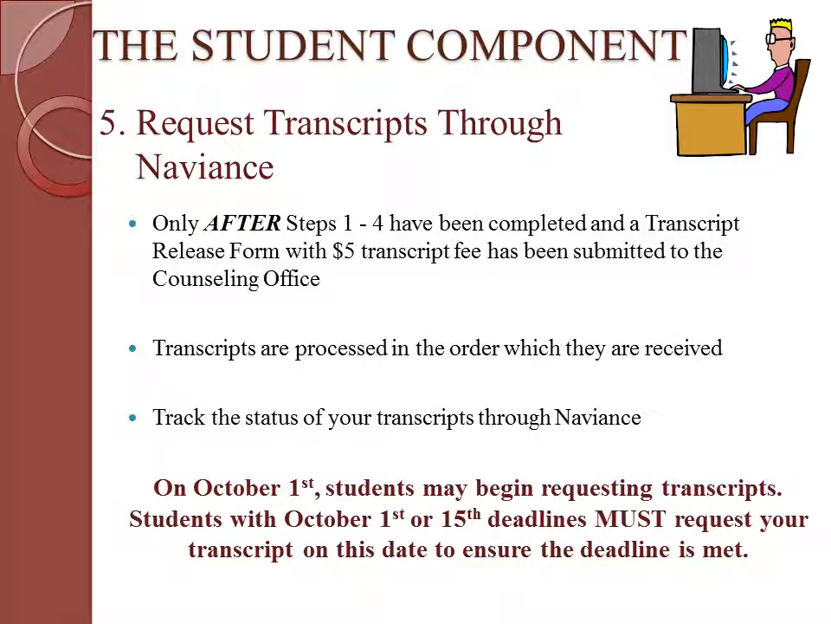If you've not done so already, you'll need to submit a transcript release form along with a $5 transcript fee. The form can be found in the Forms section on the Guidance website. Fill out this form, sign it, and have a parent sign it, and return it to the Guidance office. Once we've received the transcript release form with a $5 fee, and after steps 1 through 4 have been completed, you are ready to request transcripts.